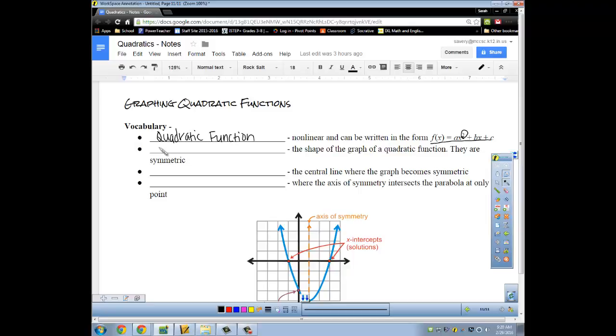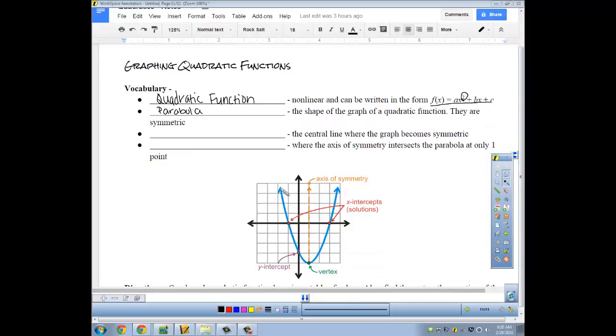The next vocab word is parabola. A parabola is the shape that the graph will make when you graph a quadratic function, and it's going to be symmetric. So I have a picture down here. When you graph this, it kind of has a U shape to it. That's called a parabola. So anytime it has this shape, and sometimes it might go like this, that's called a parabola. And notice it has this line going down the middle, and on each side, it's symmetric. So this side is symmetric to the right side.